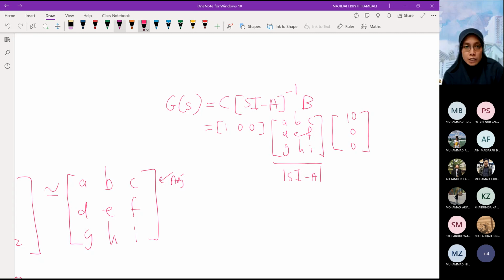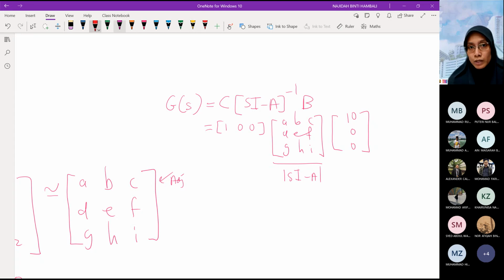Based on this one, you need to analyze at this stage. After you construct your equation to determine the transfer function, you plug in your matrix C, the inversion of matrix sI minus A, and matrix B. You need to analyze which part you want to analyze first and which one later. In this case, between matrix C and B, you can choose the matrix that has more zero values.